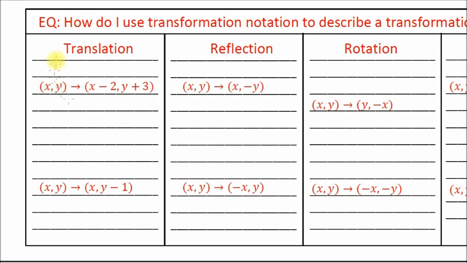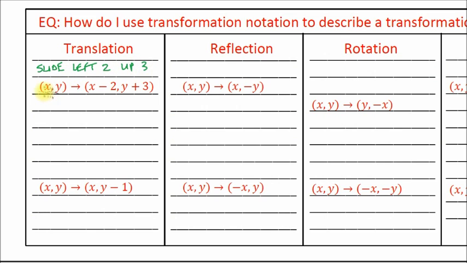Okay, first one, let's say that we want to take a point or an image, and we're going to slide it. Remember, translation can be described as sliding. We're going to slide it left 2 units and up 3 units. This transformation notation describes this.